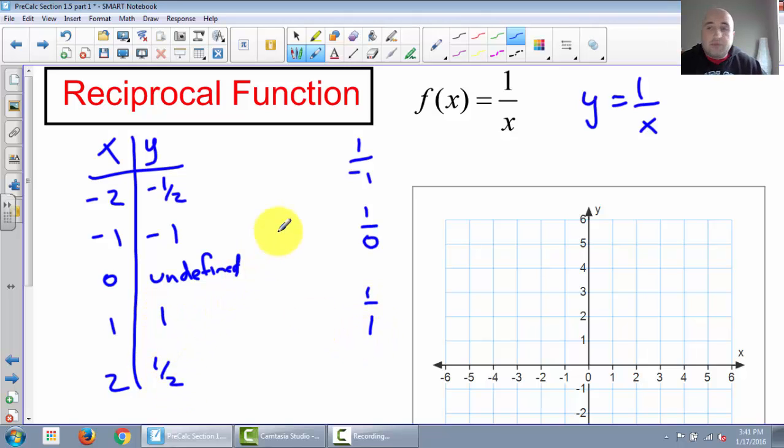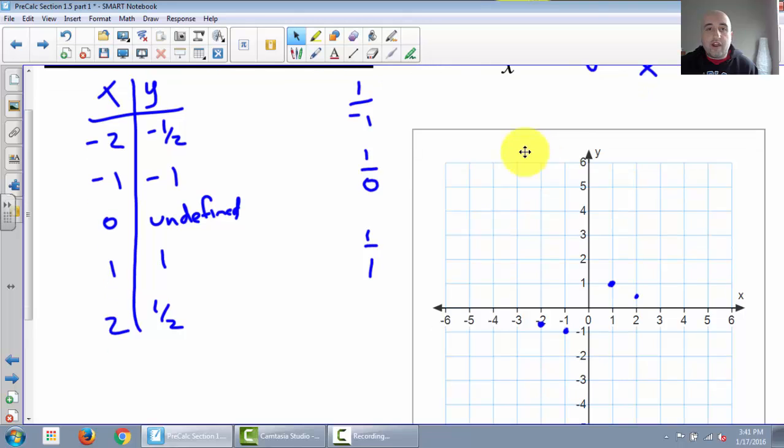And let's plug in these numbers here. So we have negative 2, negative 1/2. That's about right there. Negative 1, negative 1. 0, 0 doesn't work. That's undefined. 1, 1 is our next one, and then we get 2, 1/2. Now, I don't know about you, but I don't see the pattern here. I don't see what I can do to graph this one.